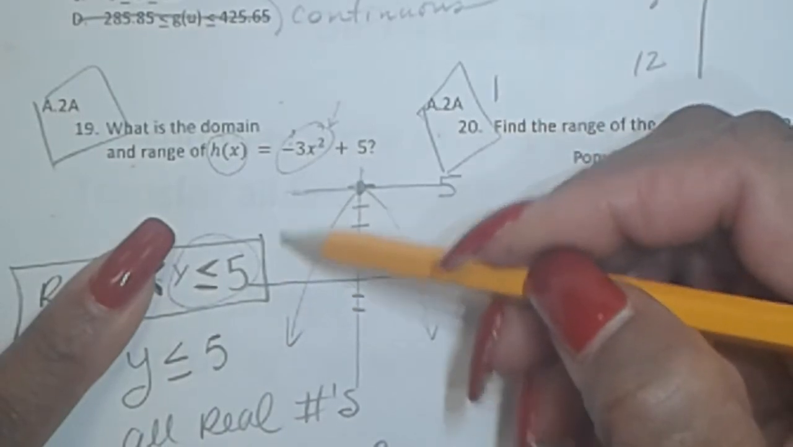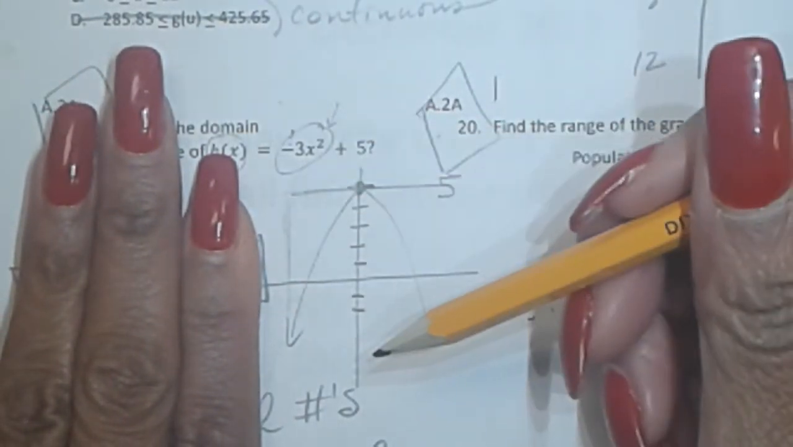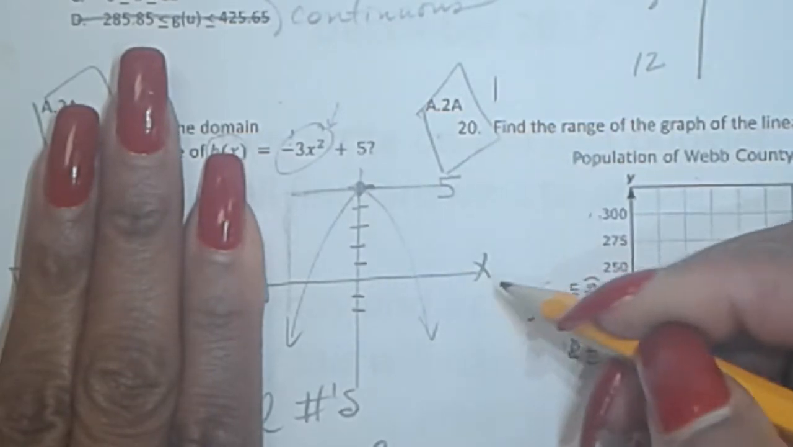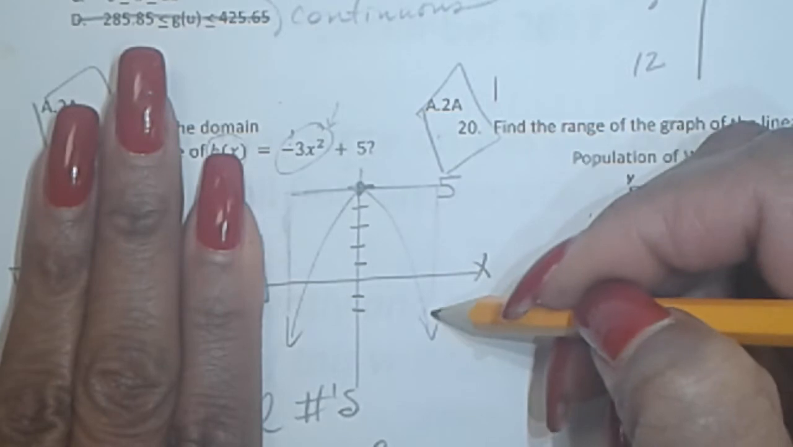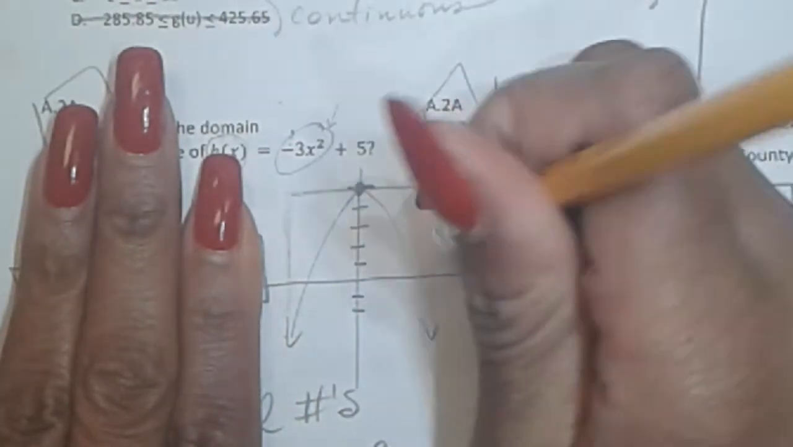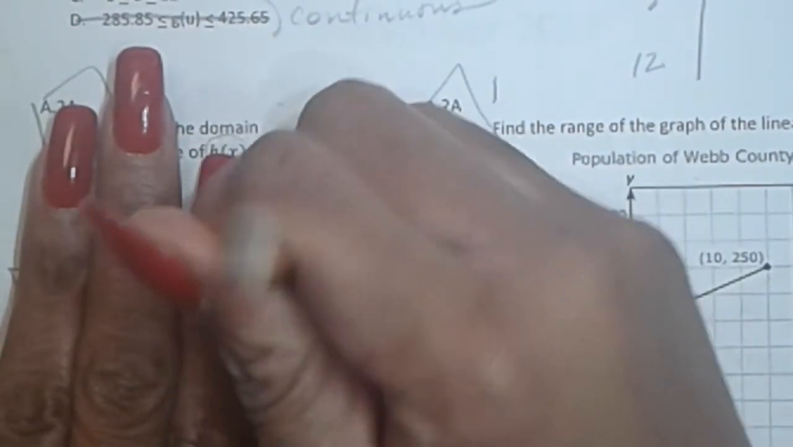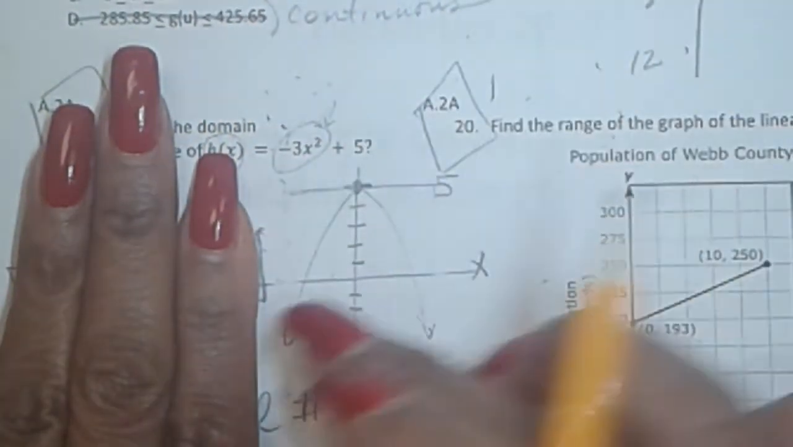Now let's talk about the domain. Well, I could say that it stops here because you draw vertical lines to cross the x-axis to represent domain. And I could say that it stopped here if I didn't have this arrow on the right side and the left side. So I cannot say that it stops, which means I cannot draw a vertical line on either side.